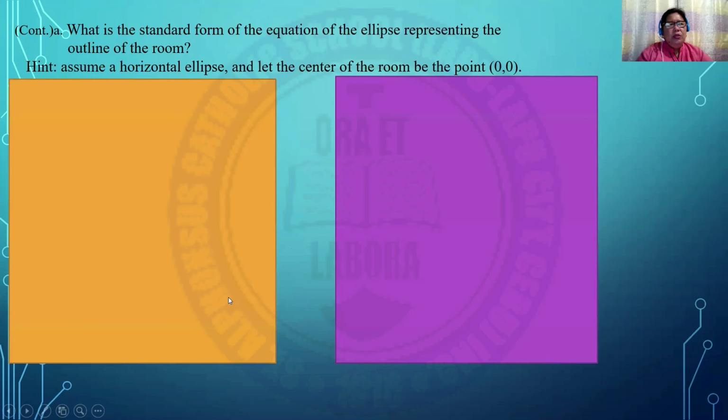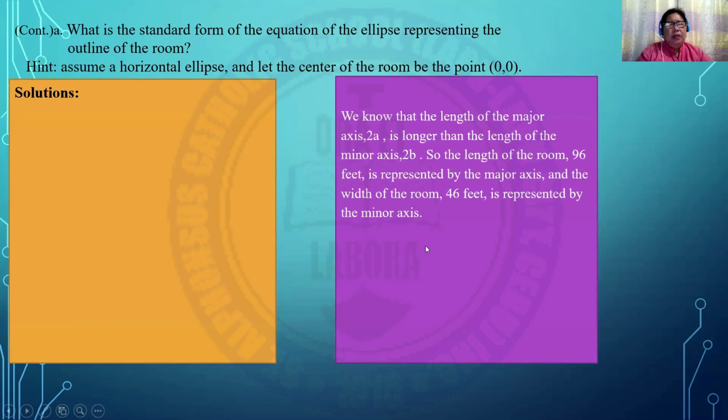For the solution of the standard equation, we know that the length of the major axis is equivalent to 2a and is longer than the length of the minor axis, which is 2b. So the length of the room, 96 feet, is represented by the major axis, and the width of the room is 46 feet, which is represented by the minor axis.